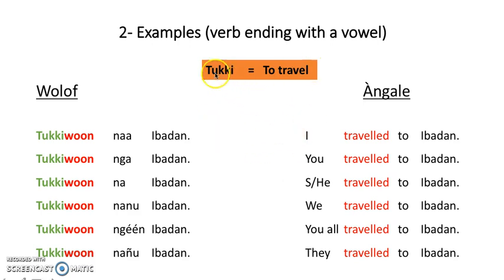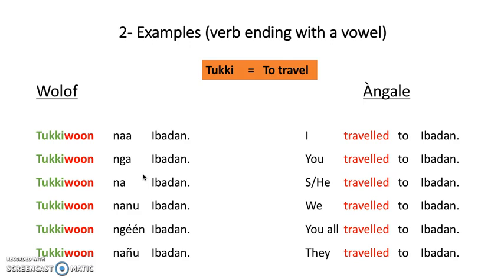The example I have here for the kinds of verbs ending in the vowel is tukki, to travel. As you see, it ends with an I, or well, in English I, but in Wolof it's I, tukki. For that, when I conjugate it in the past, instead of me saying tukki on na, I just put W in between the last vowel of the verb and the tense marker, which is on.